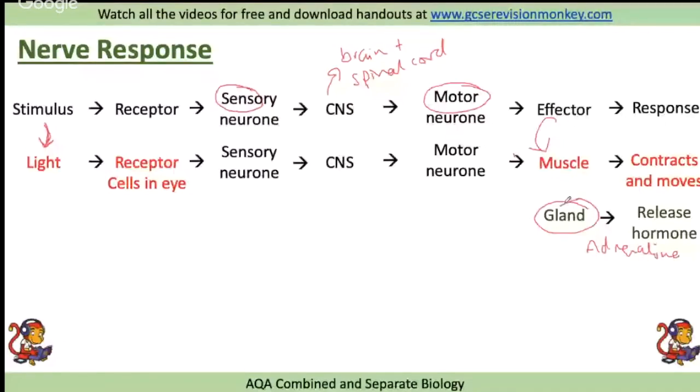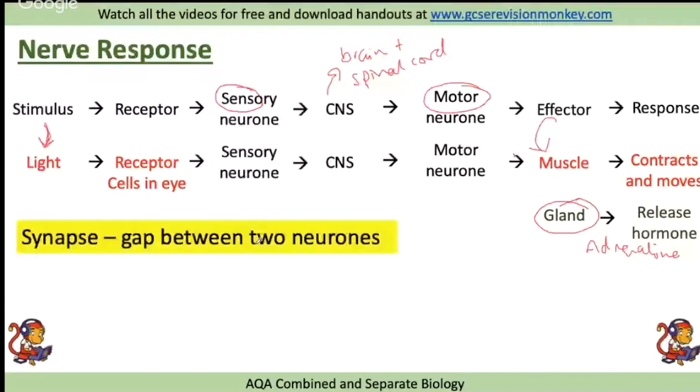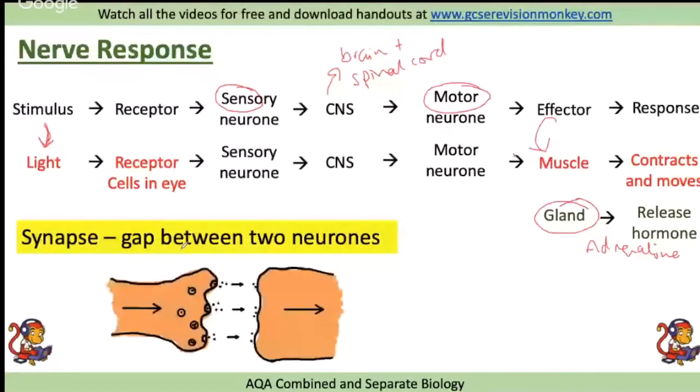Now, when those neurons are sending the signal along, they might have to pass the message from one neuron to another. And when they do that, they have to pass the signal across a synapse. A synapse is a gap between two neurons. So this here is the synapse.